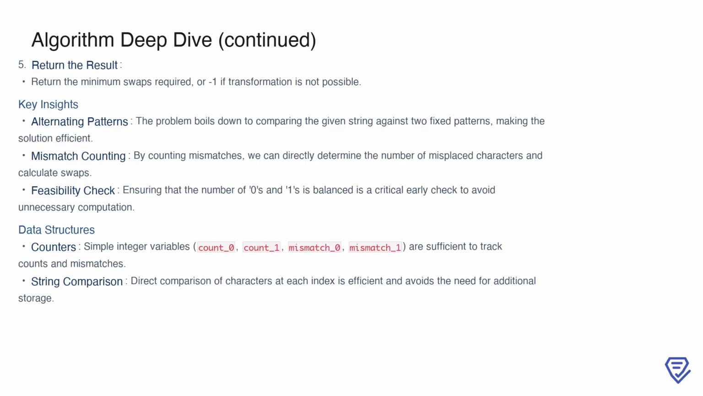To summarize the key insights here, our solution leverages the fact that there are only two fixed alternating patterns to compare against, making the approach highly efficient. By counting mismatches for these two patterns, we can directly determine the number of misplaced characters and calculate the swaps required. Additionally, performing an early feasibility check ensures that we avoid unnecessary computation if the string cannot be transformed. The algorithm uses simple integer counters for tracking mismatches in character counts, and direct string comparisons make the implementation straightforward without requiring additional data structures.